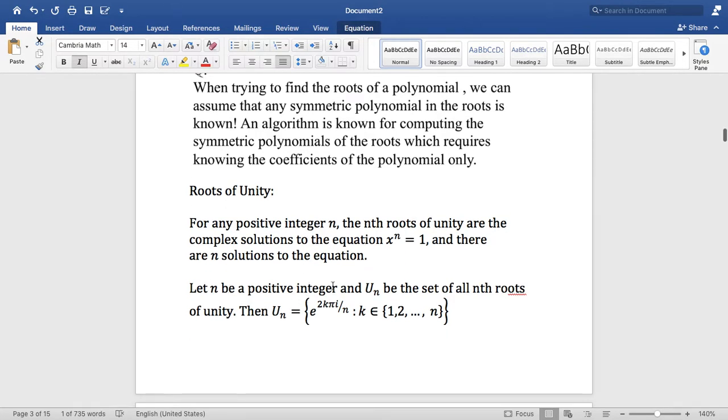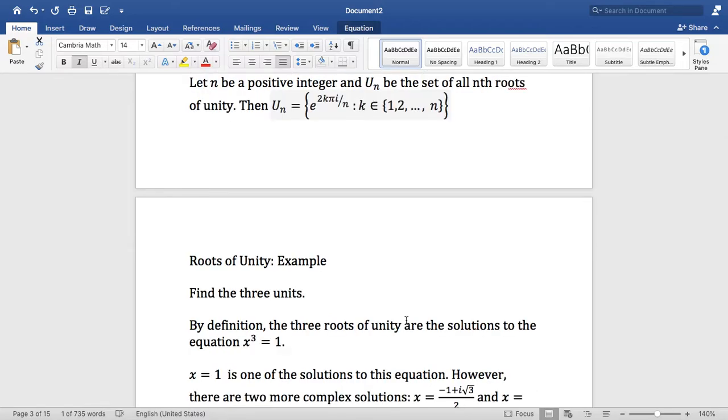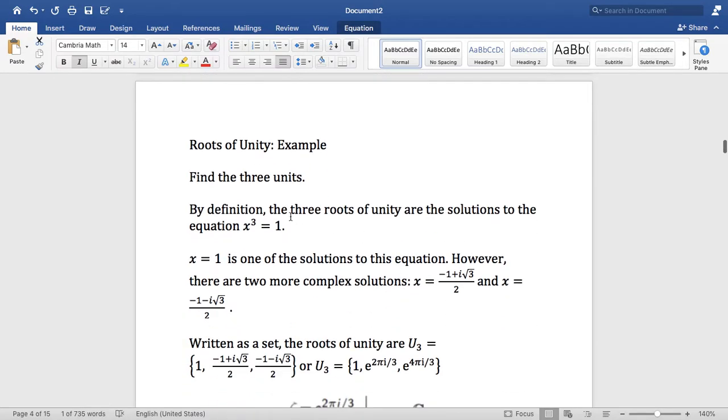Well, what about if we go higher than 2? So let n be a positive integer and U_n be the set of nth roots of unity. Then U_n, these roots of unity, is e to the power 2k pi i divided by n, where k is an element of the set 1 to n. So let's do an example immediately. So what are the three roots of unity?